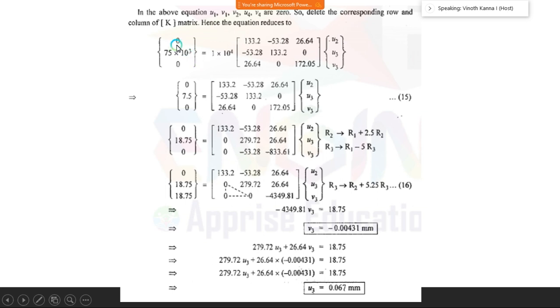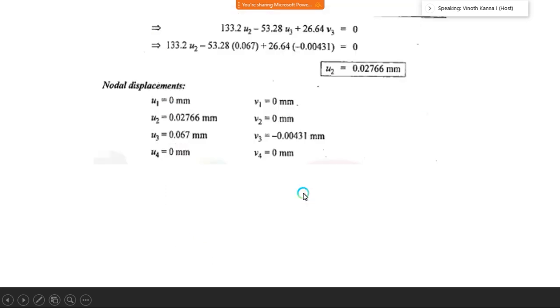So this is a simplified equation. After applying all the boundary conditions, we got the values 0, 75 times 10 power 3, 0 and all the values here. So by using a calculator you can easily find out the U2, U3, V3 values. Here too we are going to use the calculator only, using the equation formula. No need to go with the Gauss elimination method again, it takes time. So better go with the calculator itself. Now we can easily find out U1, U2, U3, U4, V1, V2, V3 and V4.